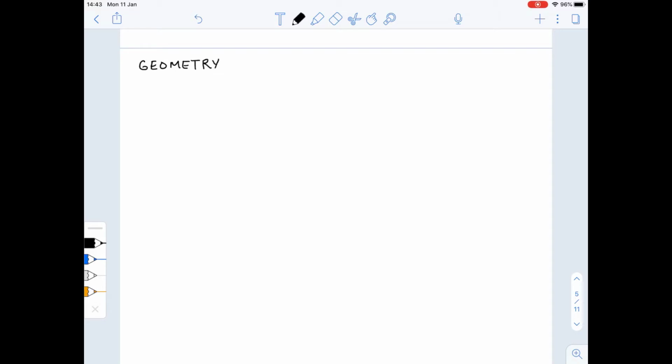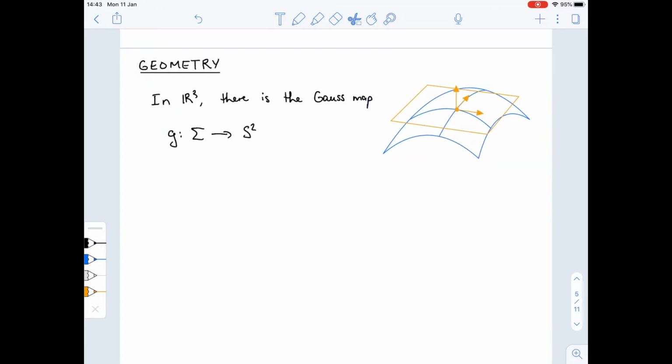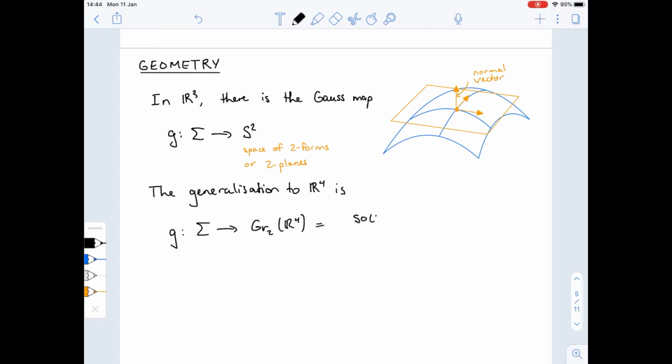To understand the choice of scalar coupling n for type H surfaces, one can first consider surfaces in 3D. Every point of the surface has a tangent plane in R3, which can be uniquely specified by the normal vector, a point on S2. This construction, which gives a map from the surface sigma to S2, is usually called the Gauss map. The Gauss map has a generalization to planes in 4D, where now the image of G is a point in the space of planes.